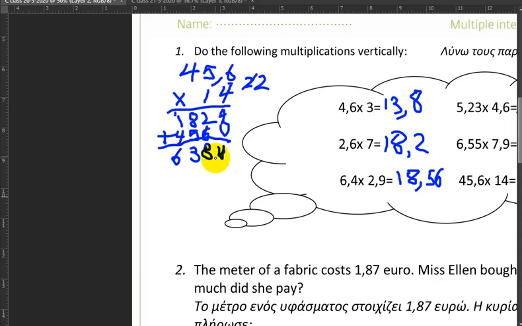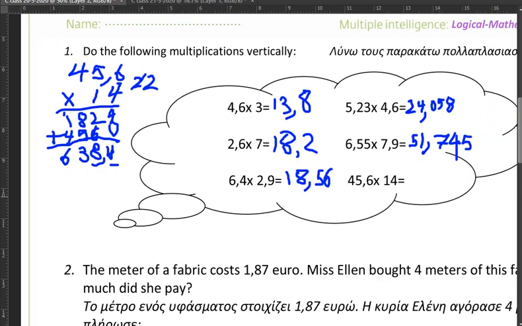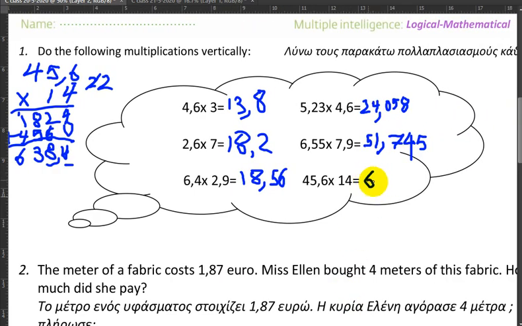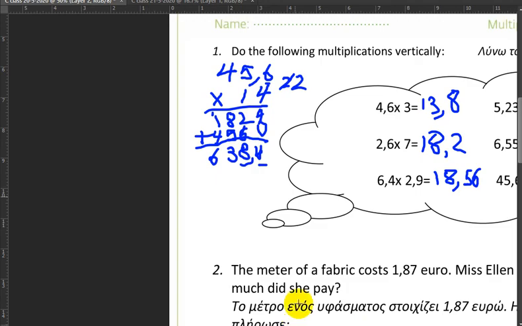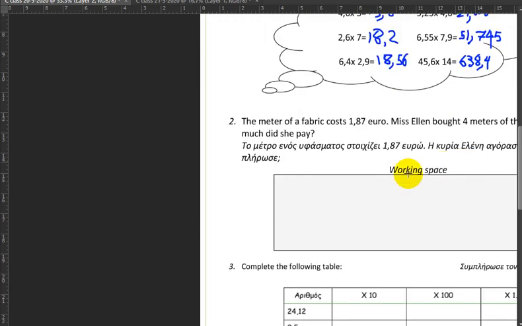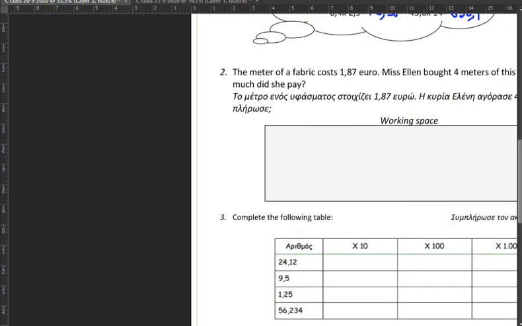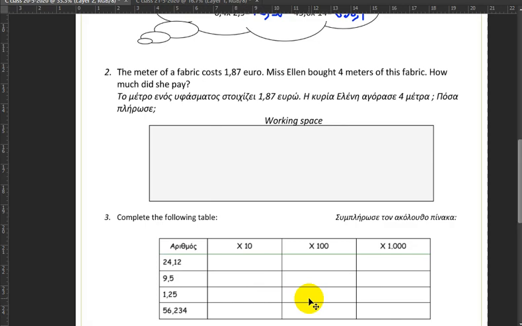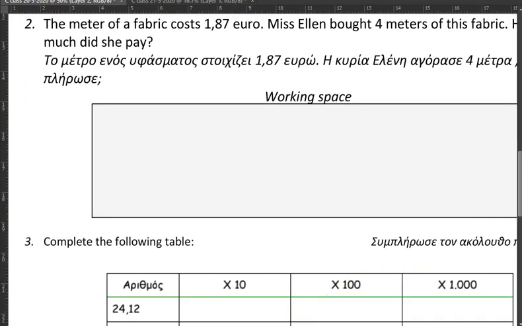Ένας αριθμός δεξιά από την υποδιαστολή. Και η απάντησή μου είναι 638,4. Σβήνω. Συνεχίζουμε παρακάτω. Πάμε στο πρώτο μας πρόβλημα.